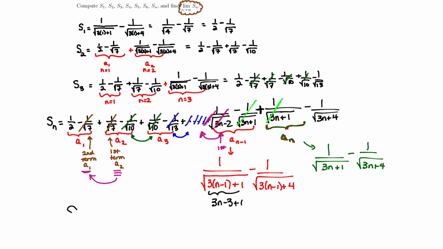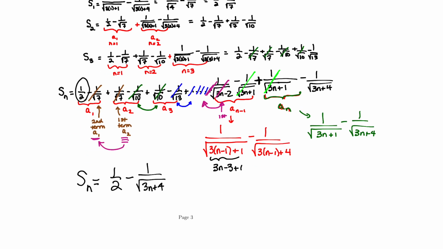And so if we want to write out S sub n, we would say that's 1/2, the first term. Everything in the middle cancels, so we're going to smush it like a telescope, like a pirate ship telescope. We're going to smush it down, and this is going to be S sub n.